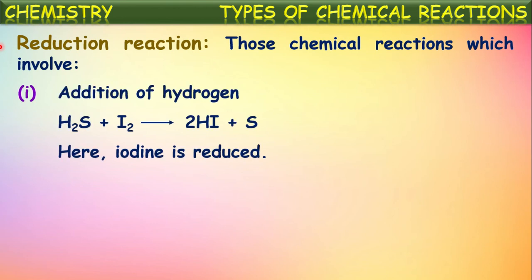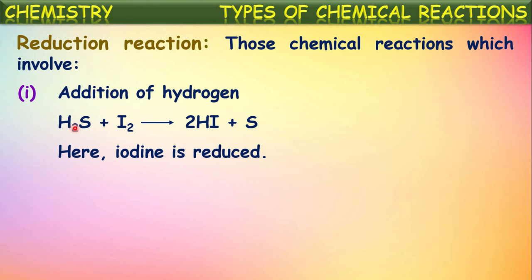First, in terms of hydrogen, the addition of hydrogen to a chemical substance is called reduction of that substance. Just now you have seen this example: hydrogen sulfide plus iodine gives hydrogen iodide plus sulfur. In the earlier example we explained the oxidation of hydrogen sulfide, isn't it? Because from the hydrogen sulfide, hydrogens are removed and it finally became sulfur. So we said hydrogen sulfide is oxidized because hydrogens are removed.